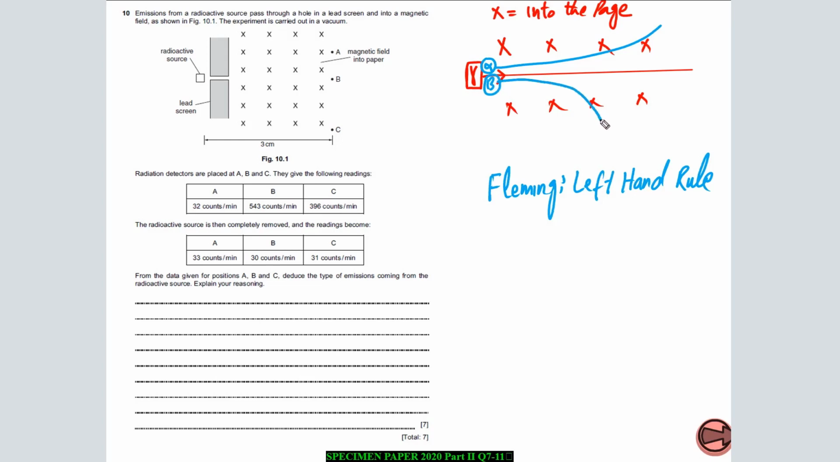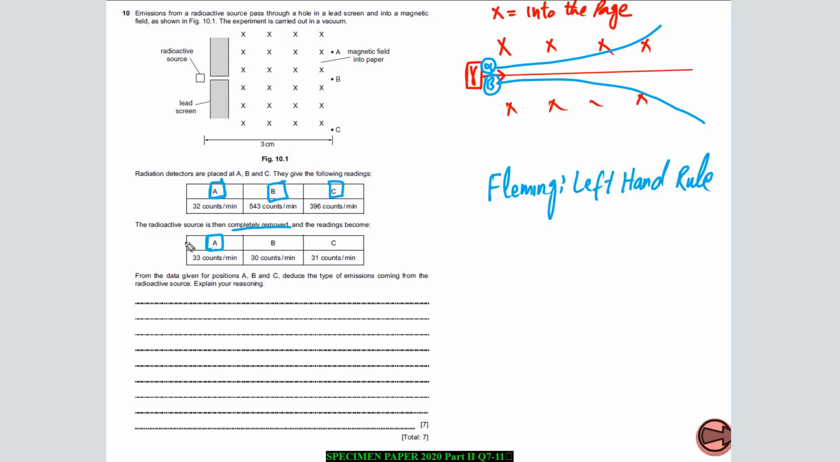So we can see at A the number of counts is only 32 counts per minute, and at B the number of counts is a lot. And at C we can also see the number of counts is not too many, less than B. So this is when the radioactive source is totally removed. So the readings almost stay the same.